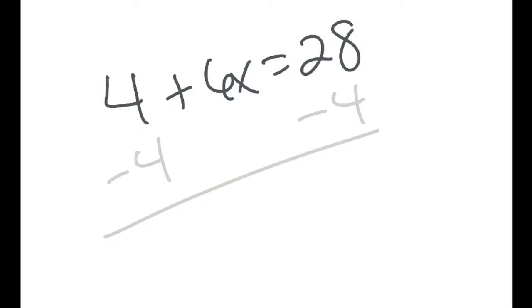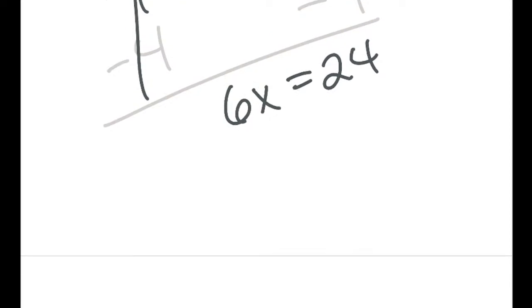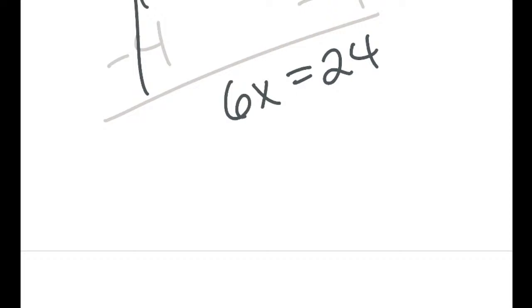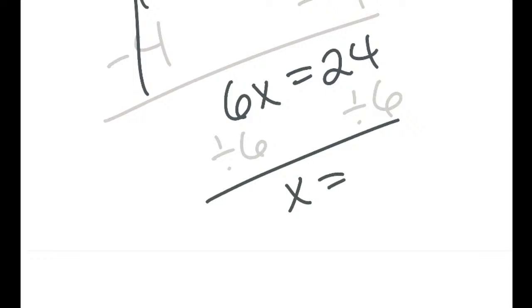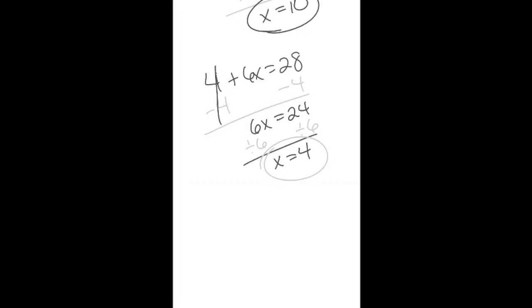Let's go ahead and cancel those out, and we're left with a positive 6x equals 28 minus 4, which is 24. And thus, let's get rid of the 6. So let's divide by 6, and let's be fair about it and put it on both sides. Thus, x equals 24 divided by 6, which is 4. Ta-da! That's two-step equations.